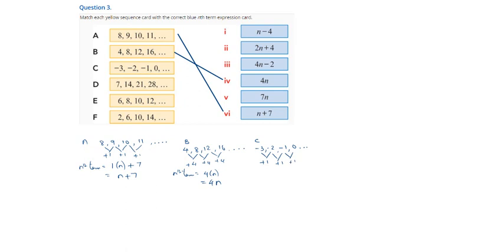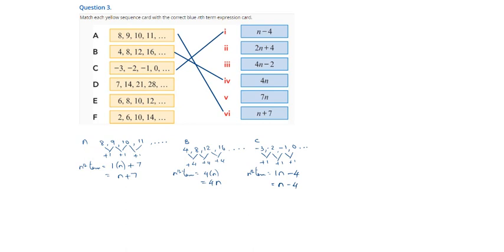So the nth term is equal to 1n. When you put n is equal to 1, 1 into 1 is 1. 1 minus 4 will give minus 3. So n minus 4. So n minus 4 is here. It means C matches with 1.